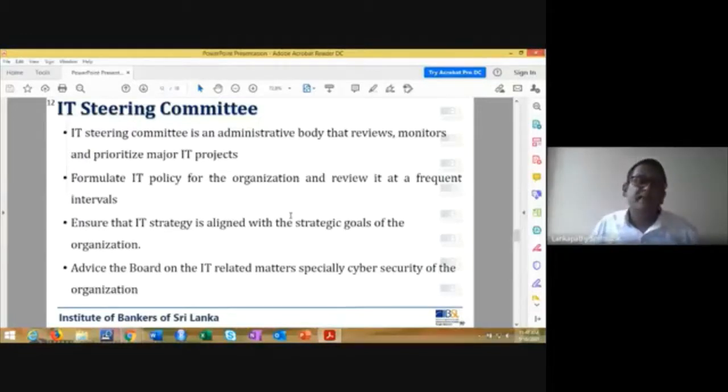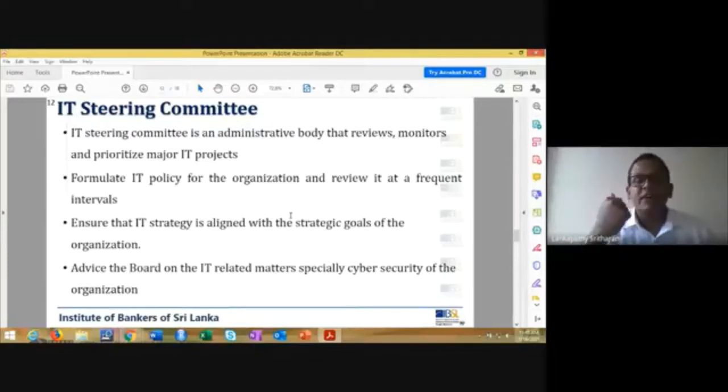And advise the board on IT related matters, especially cyber security of the organization. Everybody may understand that these days cyber security is the most important thing in bank and finance company businesses. IT is one of the evolving areas in banking operations, and payments are online, and more and more people are trying to use internet-based platforms to make payments. At that time, IT has to provide the services, and meanwhile there may be an increasing number of cyber crimes.